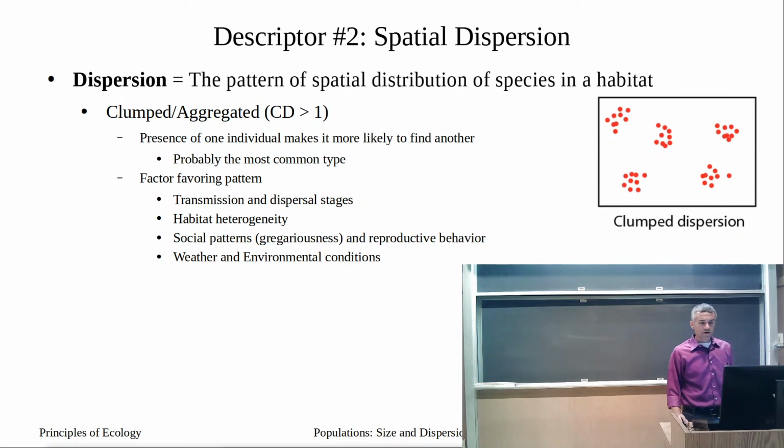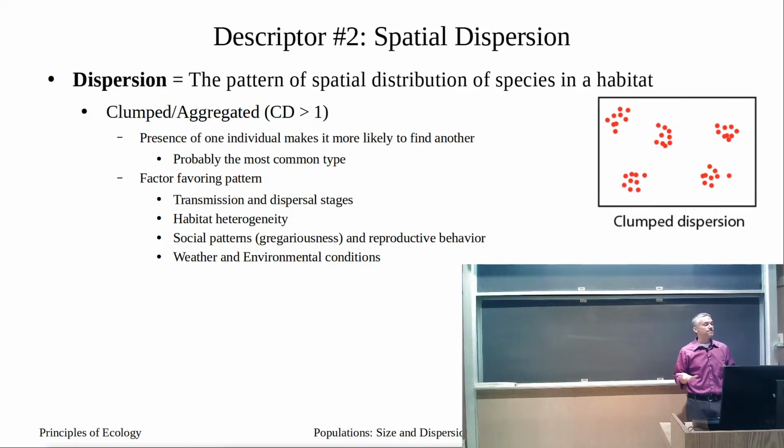All right, so our variance to mean is greater than 1, our coefficient of dispersion is greater than 1, and we have this clumped pattern. What that basically means is that the presence of one individual makes it more likely that we find another, because our individuals are occurring in groups. They're clumped together. All right? This is probably the most common dispersion pattern that's out there. All right? And the question is, why?